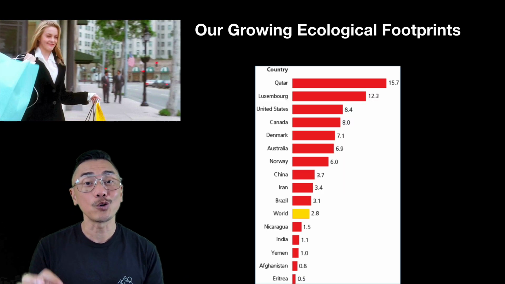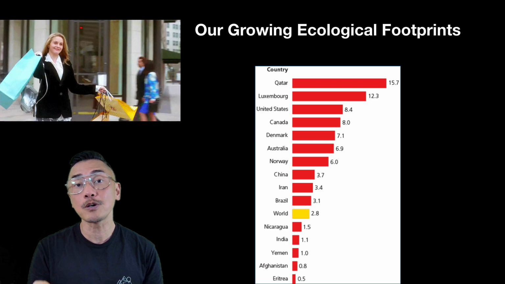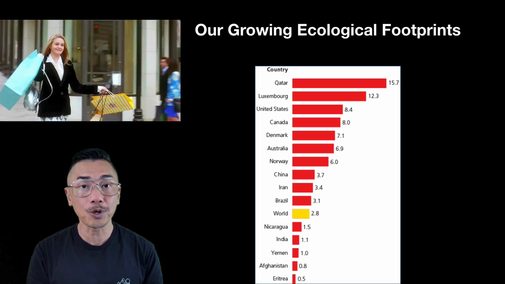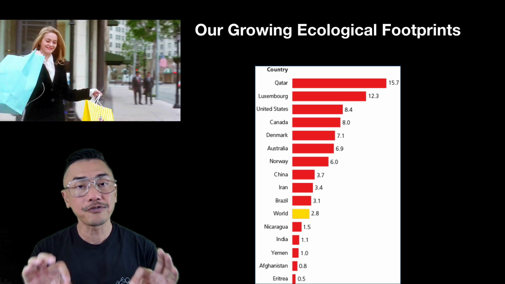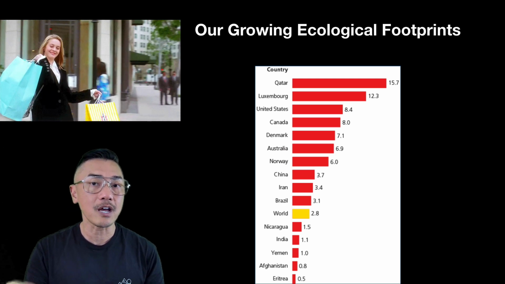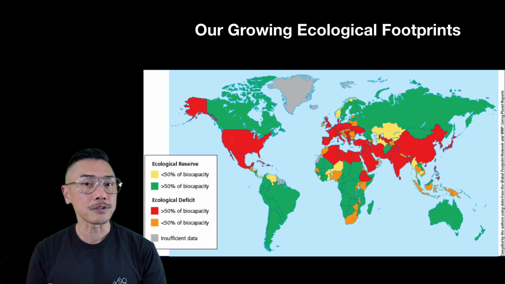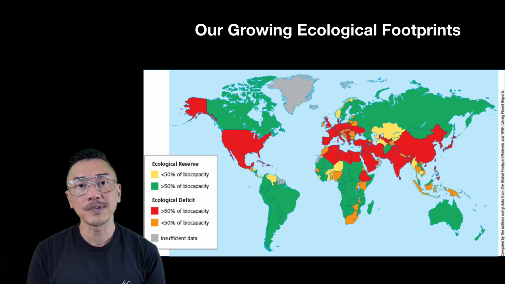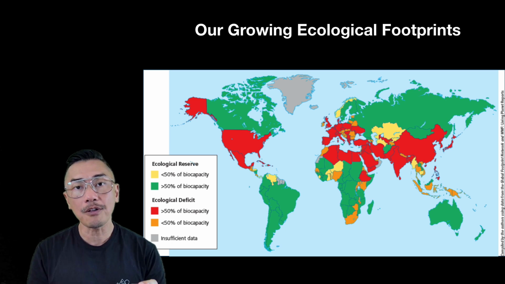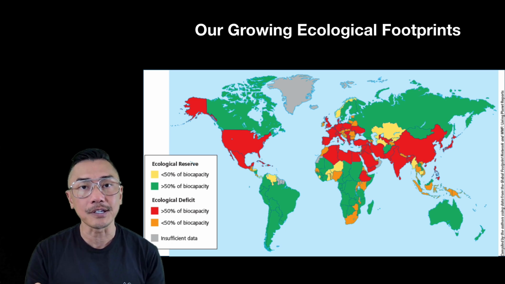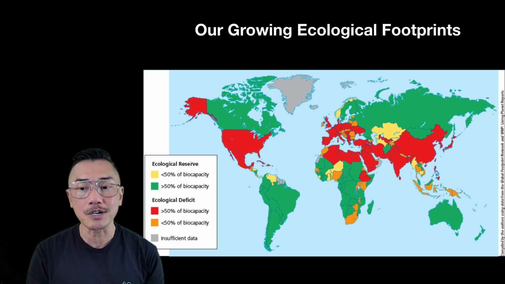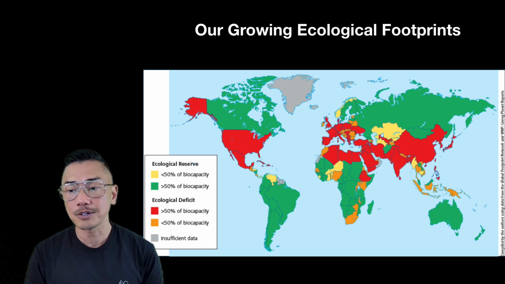This graph shows the per capita or per person ecological footprint of countries around the world. Ecological footprints are measured in global hectares, a unit of area. When a country's ecological footprint is greater than the country's biocapacity, we call that an ecological deficit. Countries with ecological deficits are shown here in red and orange.